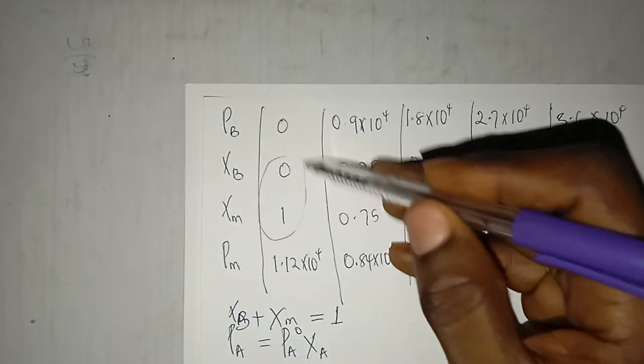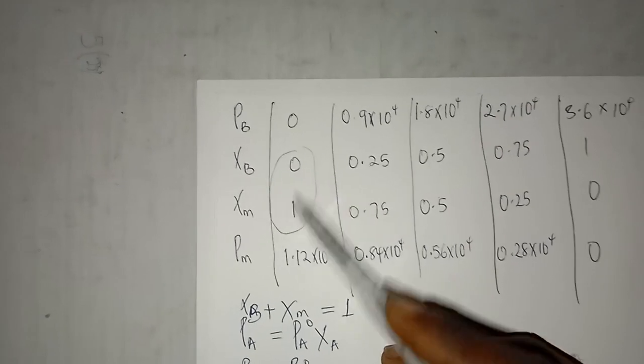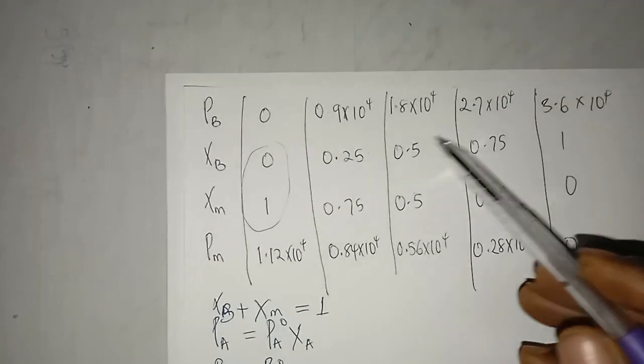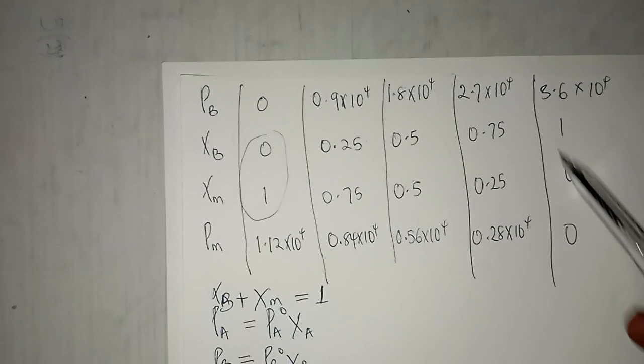So notice that by the time you do one of these two, it gives you one. Do this, it gives you one. Do this, it gives you one.